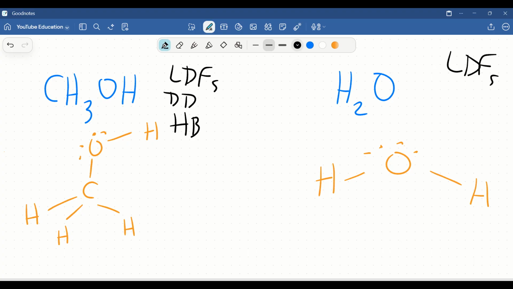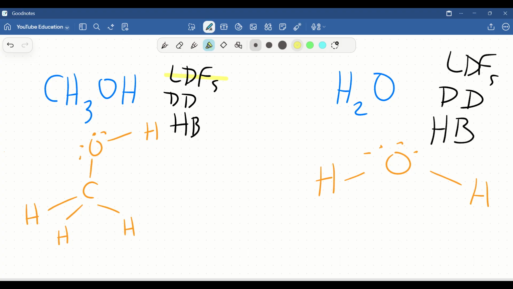Now with water, it has LDFs. It has dipole-dipole because it is polar, and it also has hydrogen bonding. So they both have the same types of intermolecular forces. Now, as far as the strength of them, methanol has stronger London dispersion because the molar mass of methanol is greater. You can use your periodic table and get the molar mass.